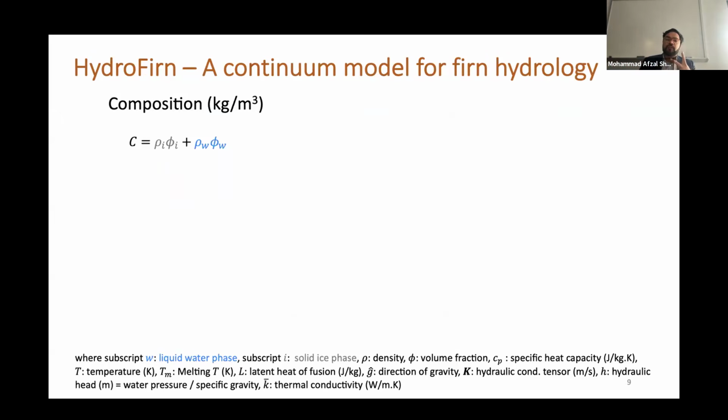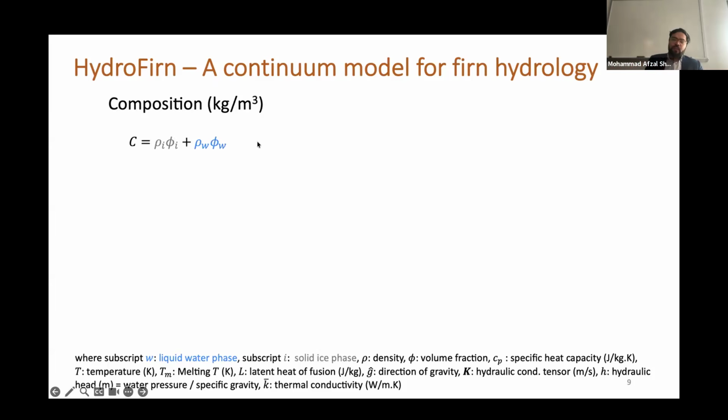In this model, we have two conserved variables. The first is the total composition of water, or in other words, the total mass per unit volume of water in liquid form, shown here in blue, and in solid form, shown in gray. I cannot just have liquid water because if phase is changing, liquid water is really not conserved. So here the formula says density of ice times volume fraction of ice phase plus density of liquid water times volume fraction of liquid water.